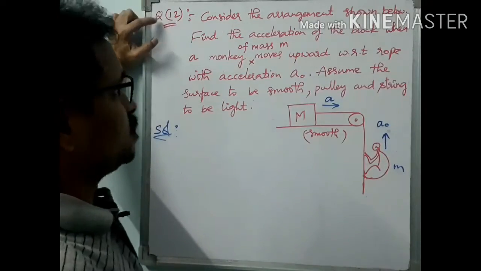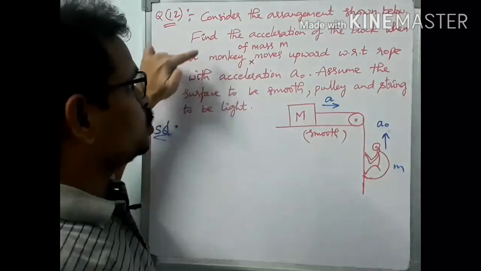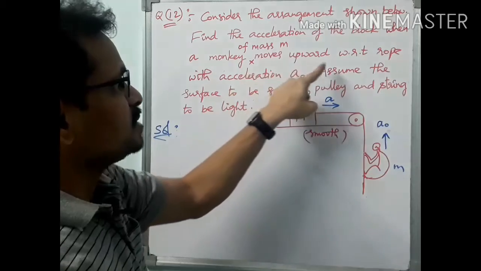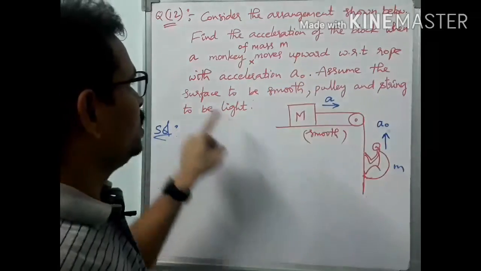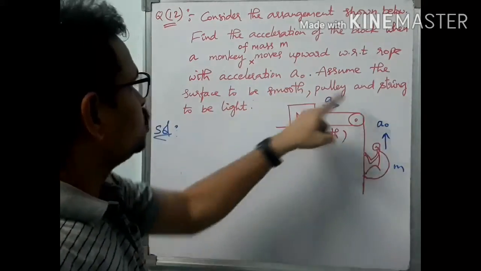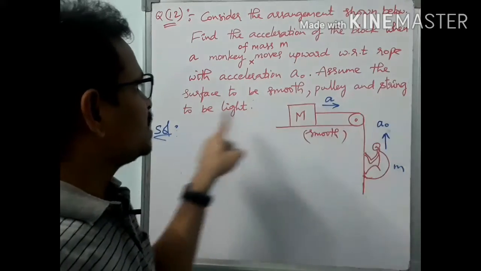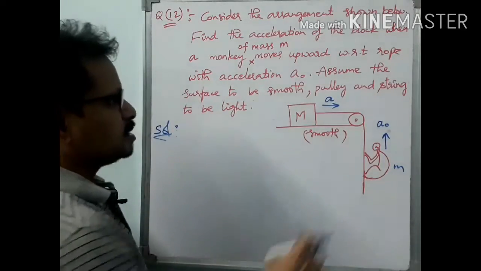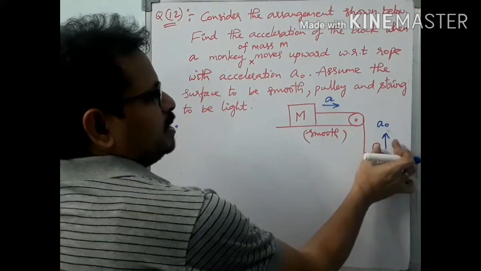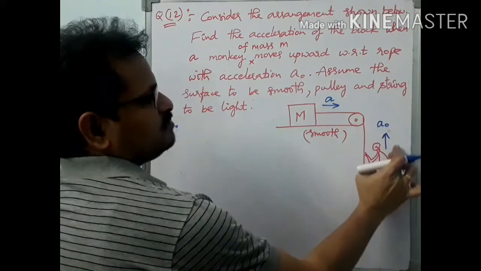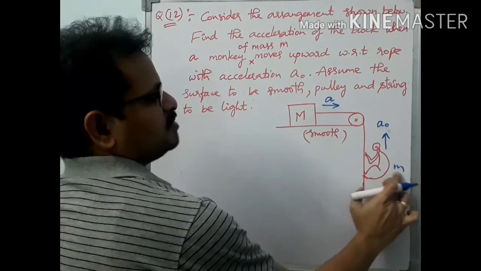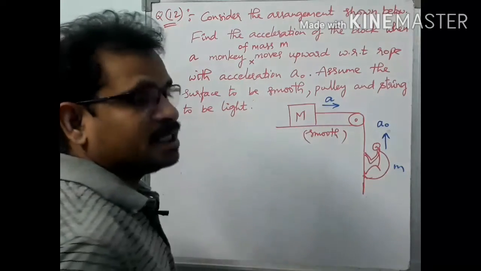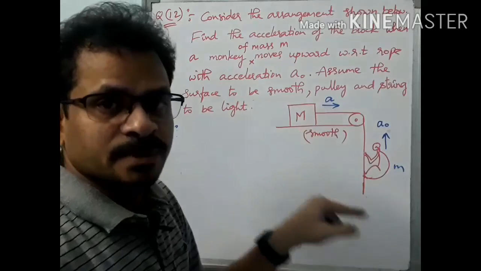Question number 12, consider the arrangement shown below. Find the acceleration of the block when a monkey of mass m moves upward with respect to rope with acceleration a naught. Assume the surface to be smooth, pulley and strings to be light. In this case, the acceleration of the monkey is a naught with respect to rope. Let the mass of the monkey be m here. Let A be the absolute acceleration of this block, that is, A is the acceleration of this block with respect to ground.